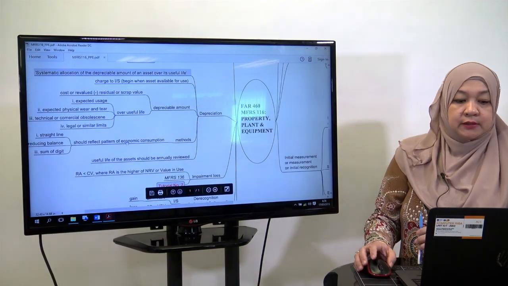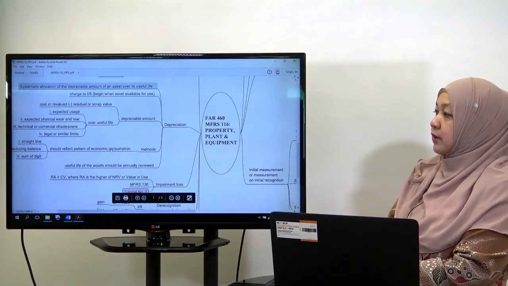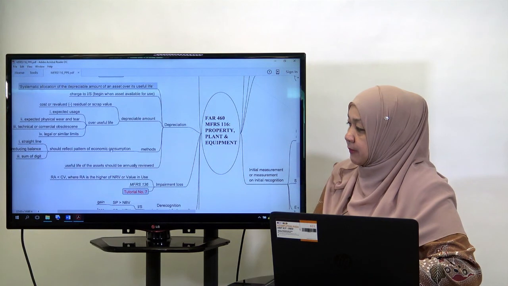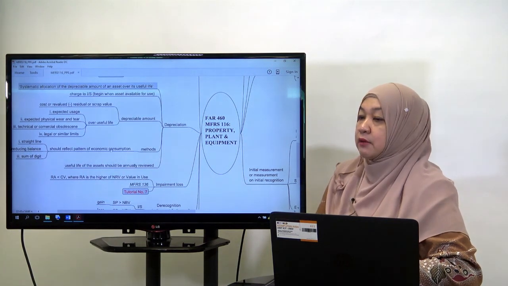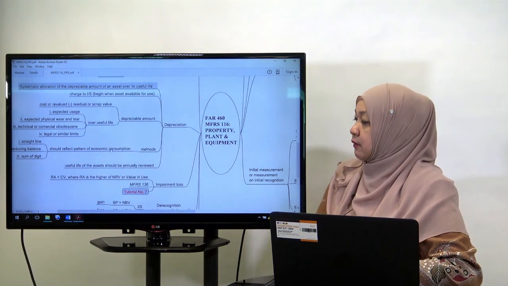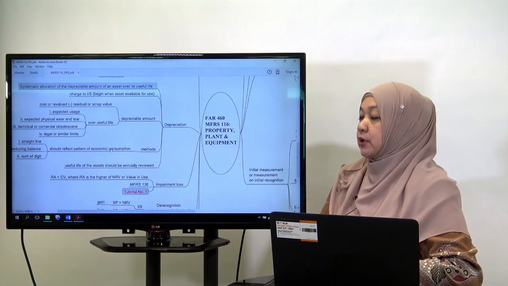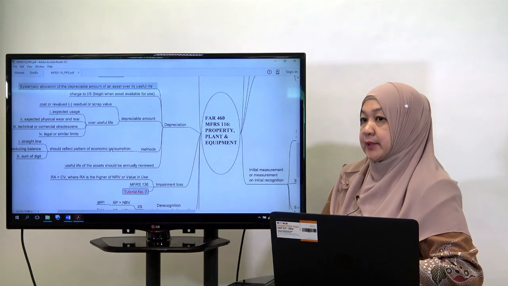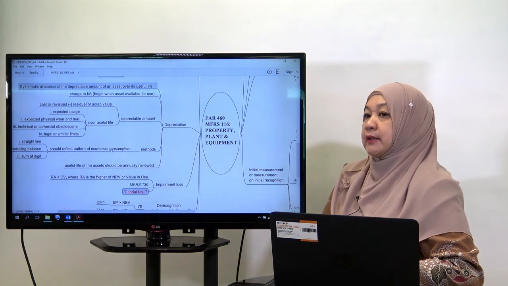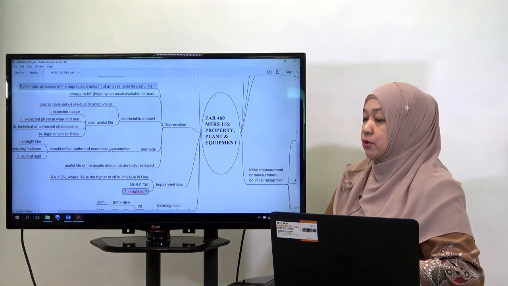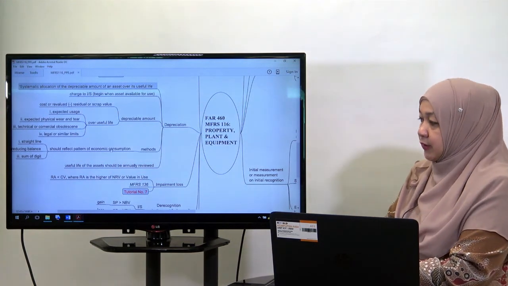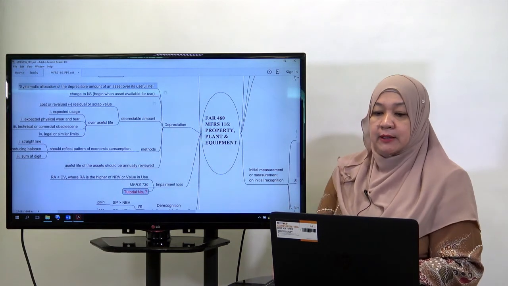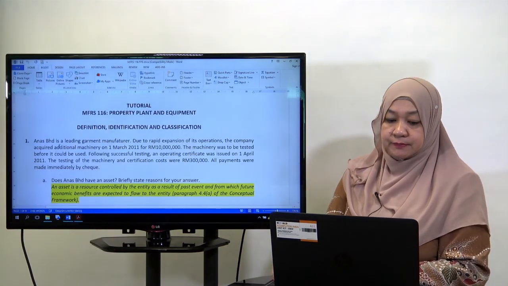Now the second method that we can use to determine our depreciation amount is the reducing balance method. The reducing balance method is based on the book value of the particular asset. In other words, the amount of depreciation charged on the motor vehicle would reduce over time. Alright, let me show you one example.